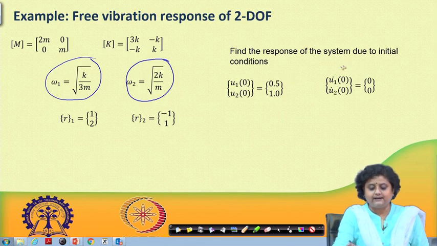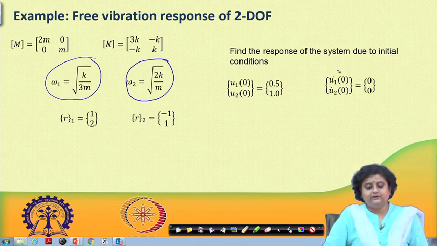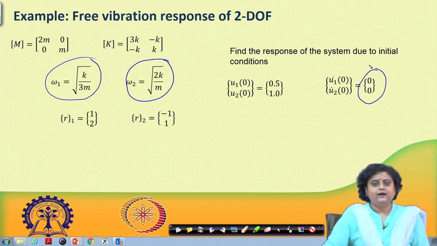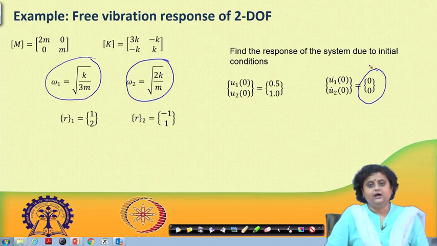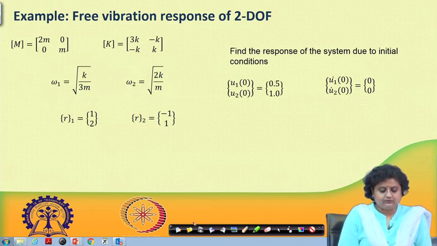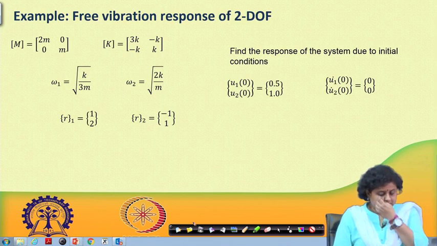On the other hand, the two initial velocities, that is u1 dot and u2 dot at t equals 0, are given as 0. So, there is no initial velocity, however, there is an initial displacement which is given. So, the problem is to find out the free vibration response of this system. Let us try to find it.